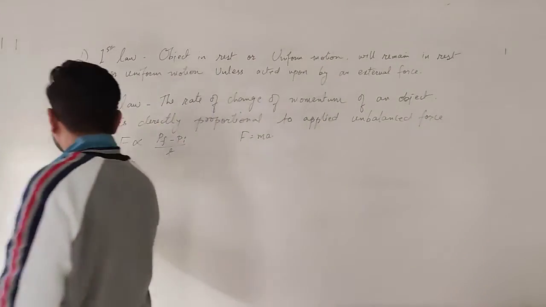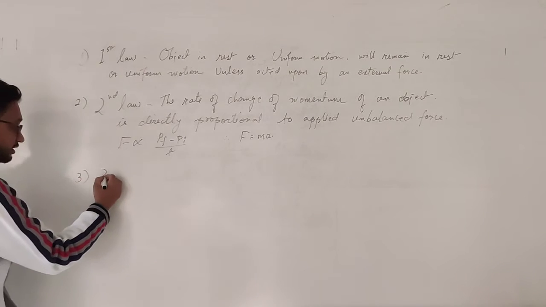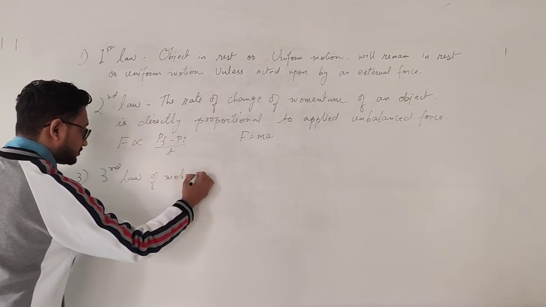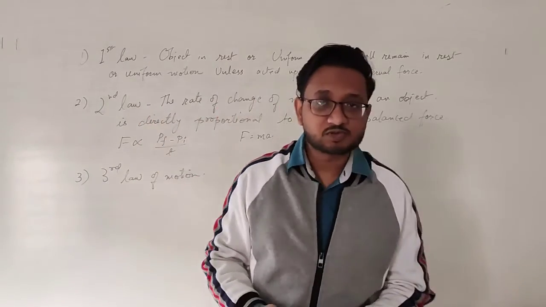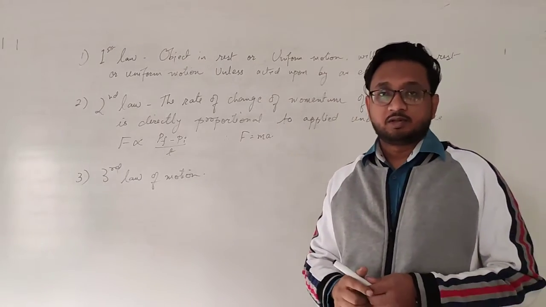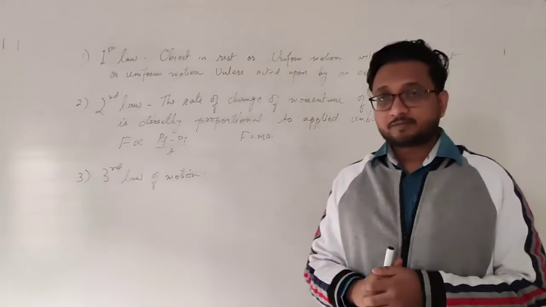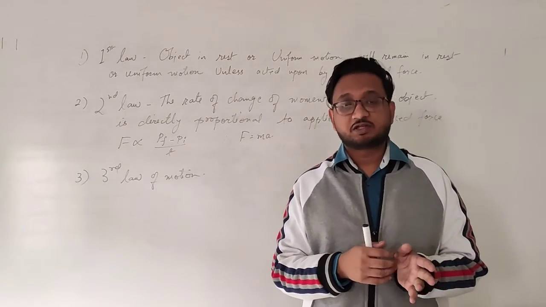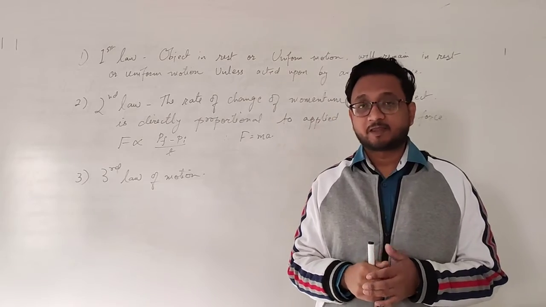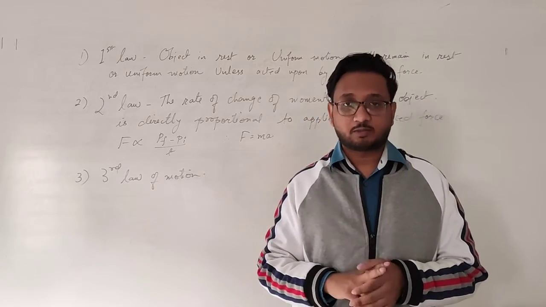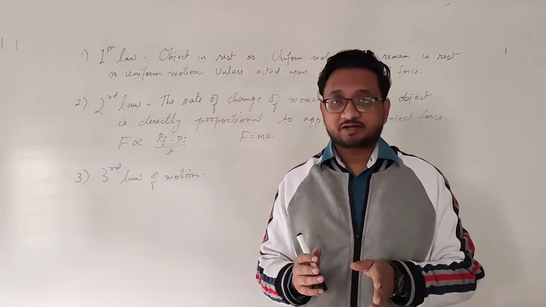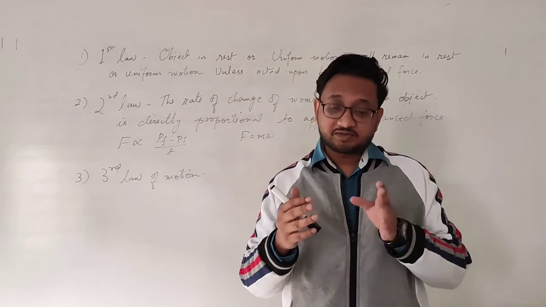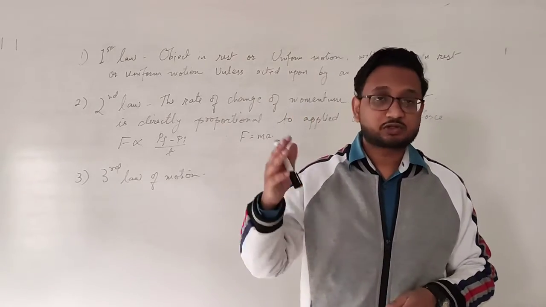Okay, and the last one, that is the third law of motion. It was quite simple. The third law of motion states that action and reaction, the action force and reaction force, they both are equal and opposite. Okay, and it happens on two different objects. Okay, so let's say that we have an object and someone applies an action or force on it, then that object also applies the reaction force on the first object.